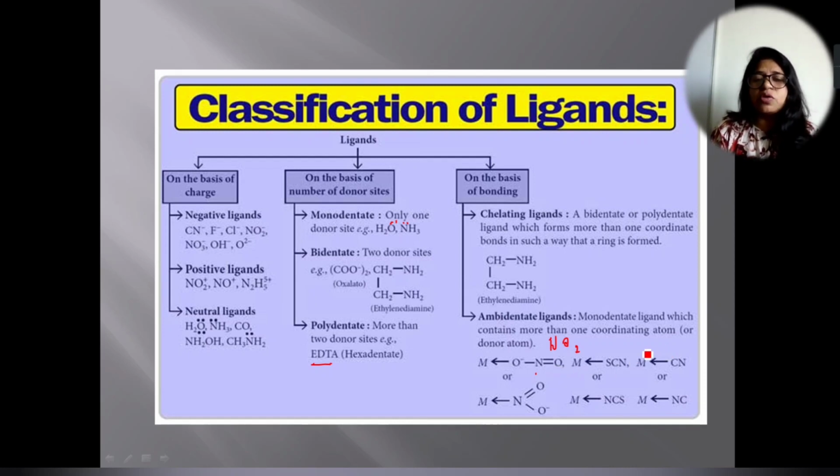Now SCN, thiocyanate or sulfocyanato: you can see S can donate electrons, or N can donate electrons. Another example is CN and NC. C can donate electrons or N can donate, but not both. Any one can donate electrons. So in the molecule there are two sites which can donate electrons. Such a ligand is called an ambidentate ligand.